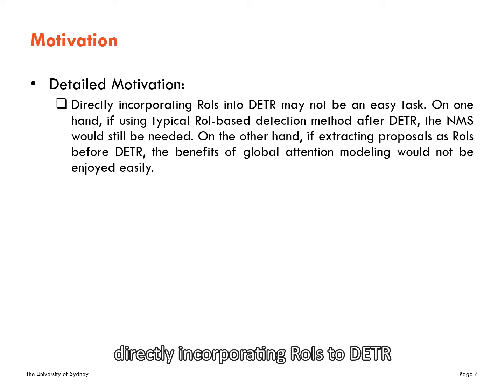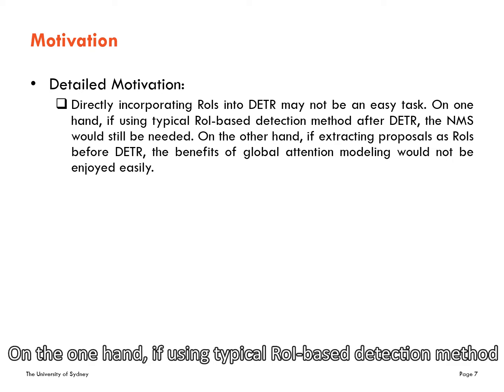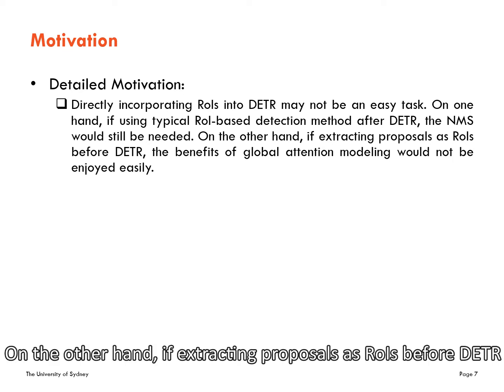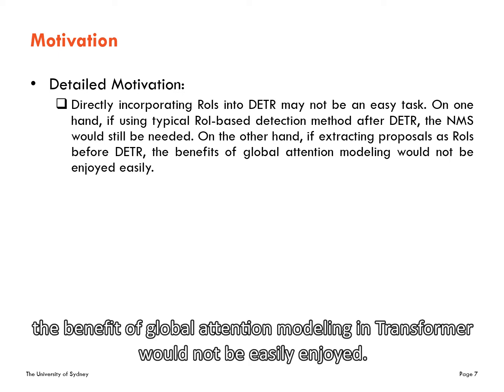Directly incorporating ROI to DETR may not be an easy task. On the one hand, if using a typical ROI-based detection method like R-CNN after the DETR, the NMS would still be needed. On the other hand, if extracting proposals as ROI before DETR, the benefits of global attention modeling in transformer would not be easily enjoyed.